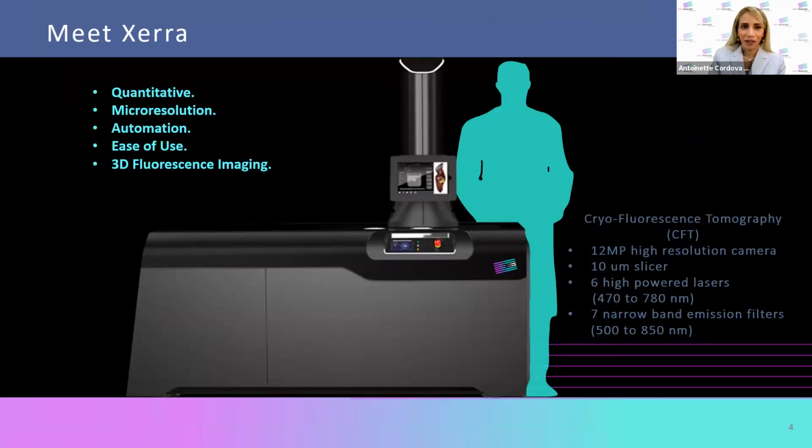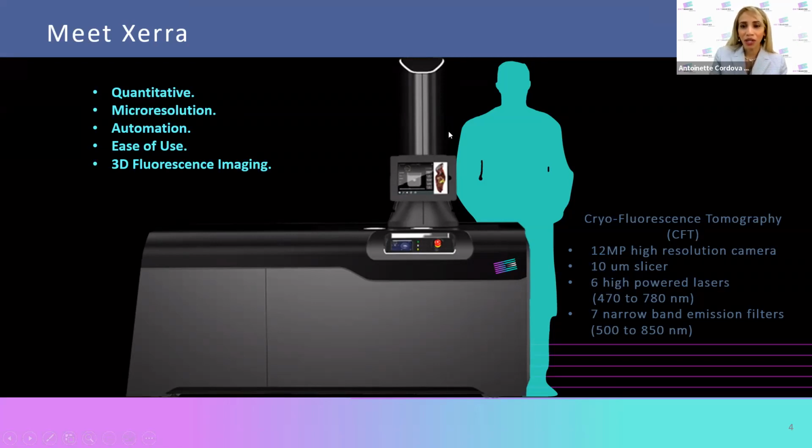Now let's meet Xerra. Xerra is our CFT imaging platform, which features a 12 megapixel high resolution camera, a 10 micron slicer, 6 high-powered lasers ranging from 470 to 780 nanometers, in addition to 7 narrowband emission filters ranging from 500 to 850 nanometers. The Xerra is quantitative. It also offers micro resolution.